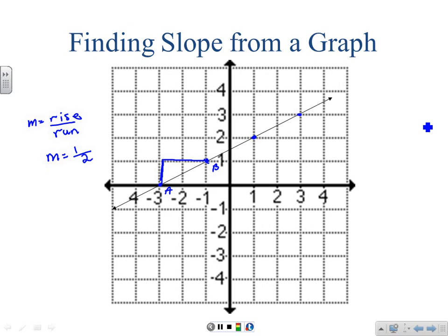And you can use any point that you want to. If I chose to use, let's say, point A and point B here, well, to get from A to B, I would rise 2, and I would run 1, 2, 3, 4. So that slope will reduce to 1 over 2 again. So the slope is still going to be the same no matter which points you use. Again, it's rise over run. How many units you rise over how many units you run.